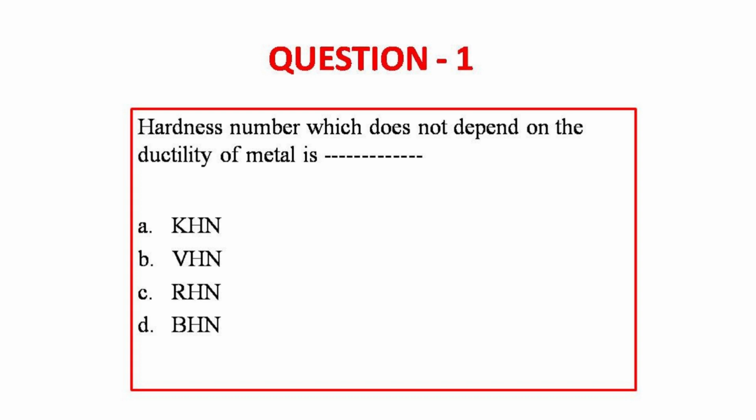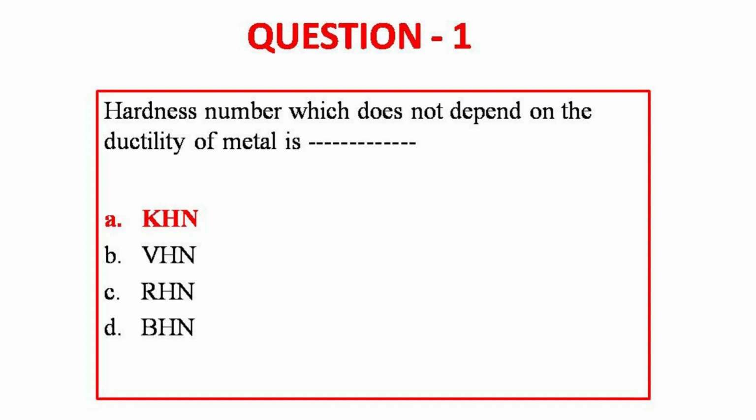Today we are going to see question and answers from dental materials. Moving on to question number 1. Hardness number which does not depend on the ductility of metal is KHN, VHN, RHN, BHN. The answer to this question is option A, KHN.